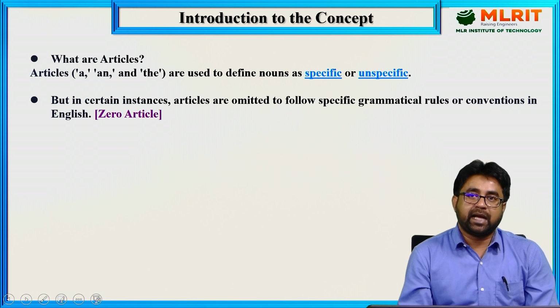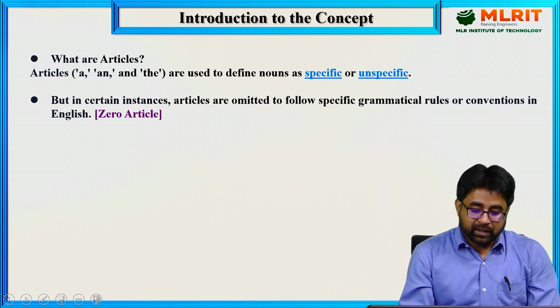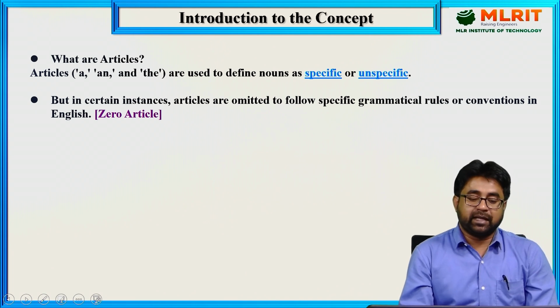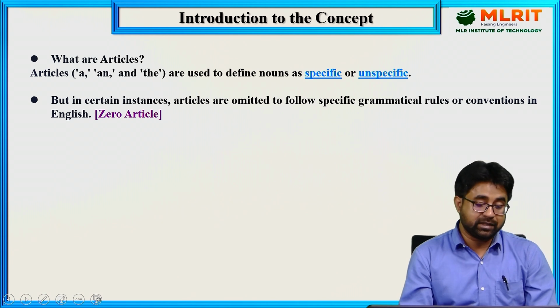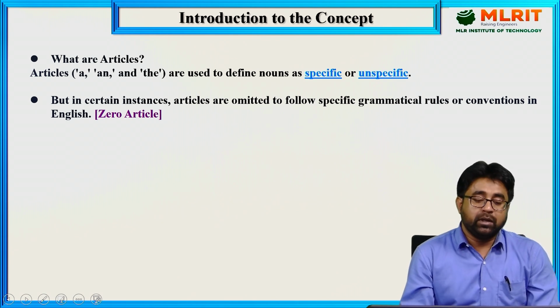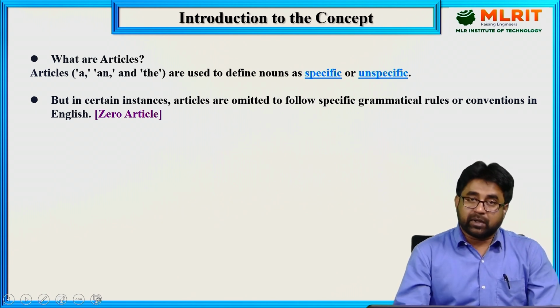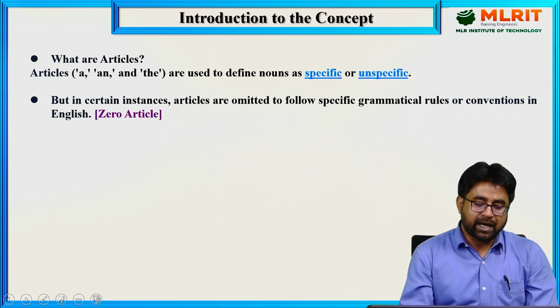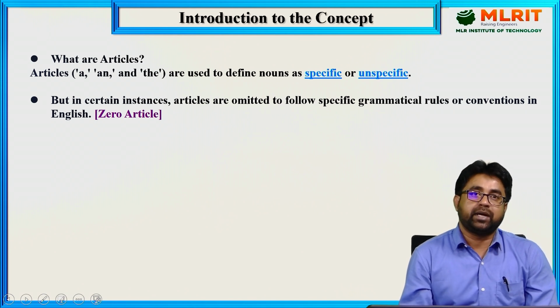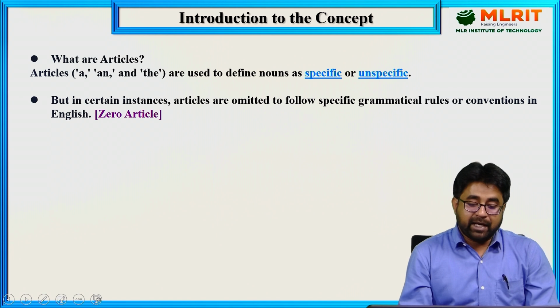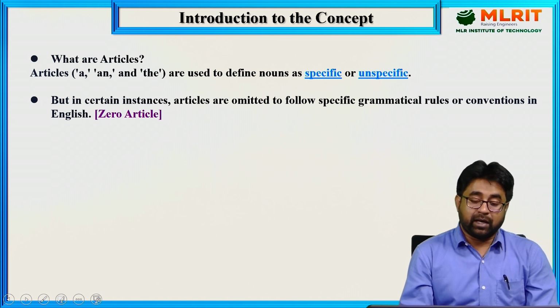Before going into that, we should have a clear understanding of what articles are. We have already seen in the previous two lectures what a definite article and an indefinite article are, and the usage rules for those articles. Just to put it in simple words, articles are used to define a noun, whether a noun is specific or unspecific. So articles play a very important role because they give the indication whether a noun is specific or unspecific, right?